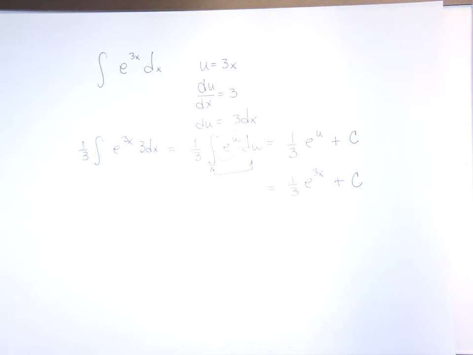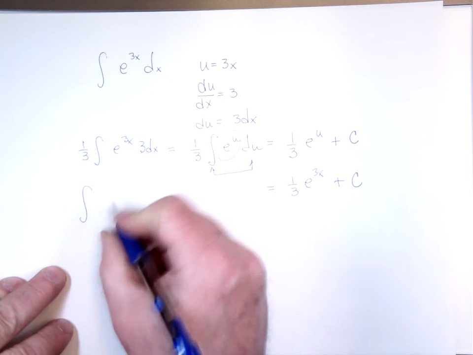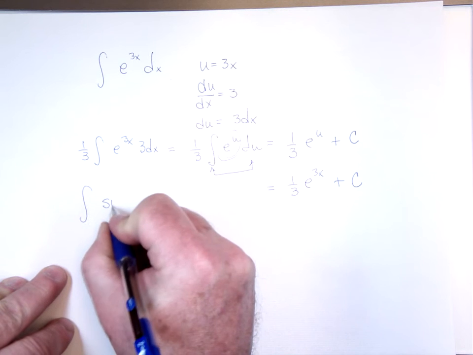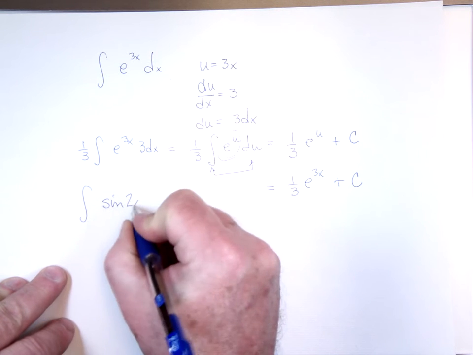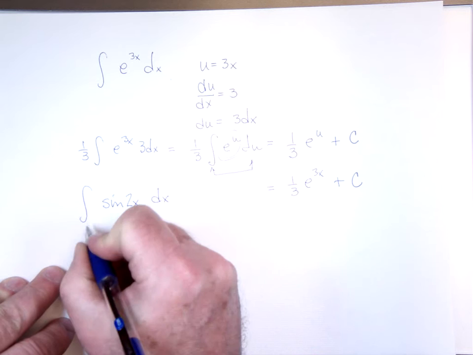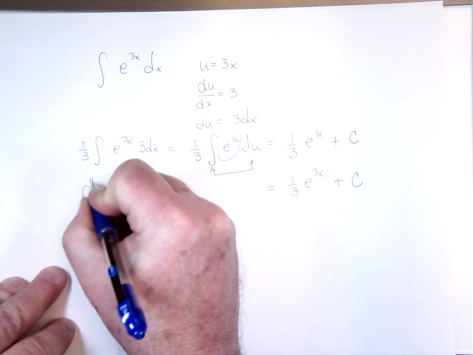Okay, suppose you had a definite integral here. Let's do a definite integral. Let's do this one. Let's do the integral of sine 2x dx, and let's have x go from 0 to pi over 4. Okay, let's do this one.